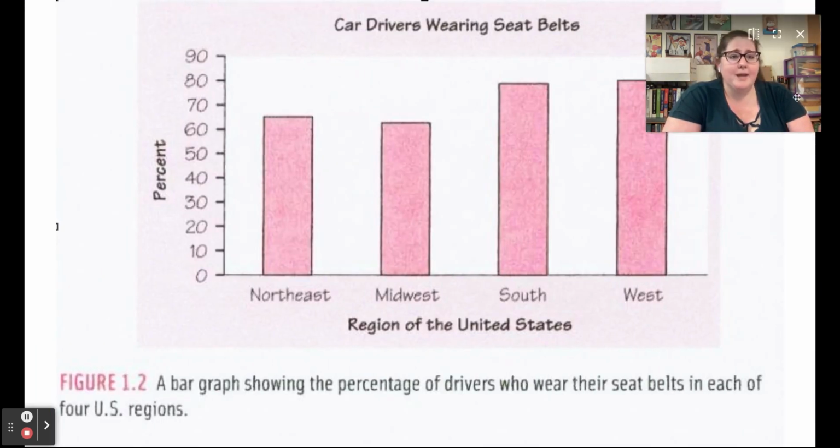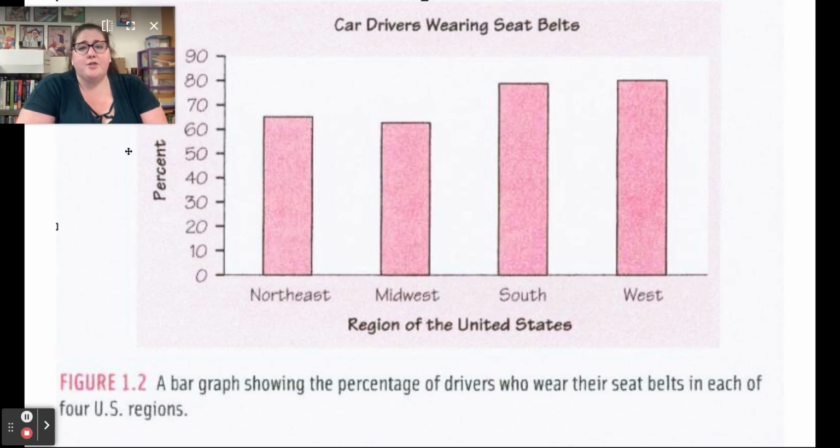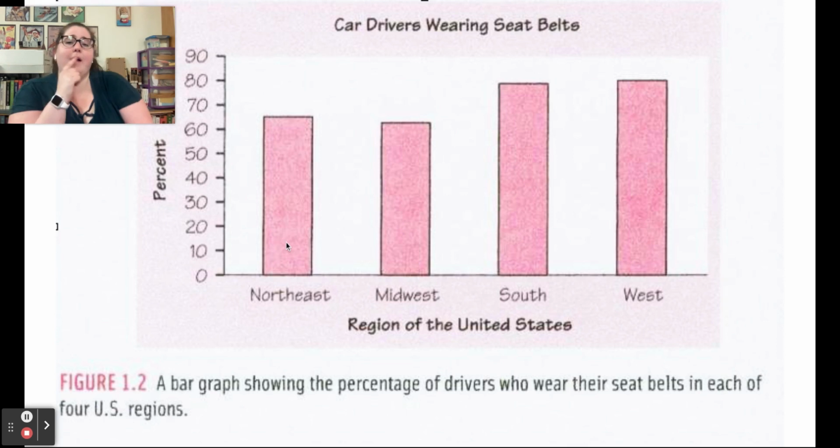The big hint I want to give you when we are describing categorical data is to be very careful that you are looking at what your y-axis is giving you. For this one, it's a bar graph showing the percentage of drivers who wear their seatbelts in each of the 4 regions. Just to clarify, this is the percent of people in the Northeast who say that they wear seatbelts while driving. This is the percent of Midwest.